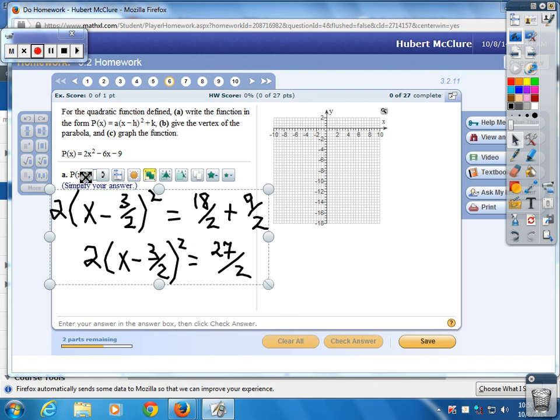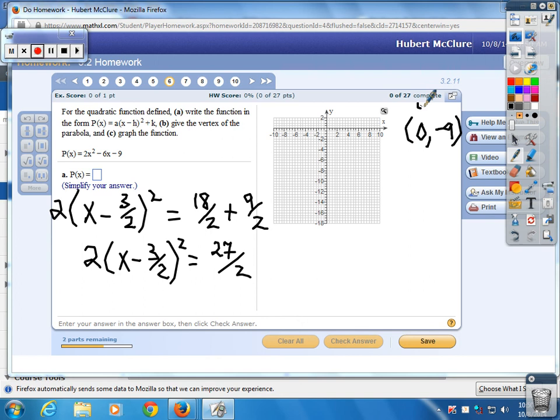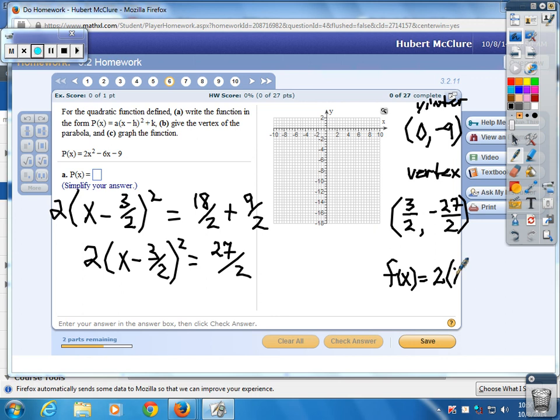All right, what's my vertex? (0, -9) is my y-intercept. What's my vertex? (3/2, -27/2). Okay, vertex form: f of x is equal to 2 times (x minus 3/2) squared minus what? 27 halves. That's vertex form. Now we can solve it.